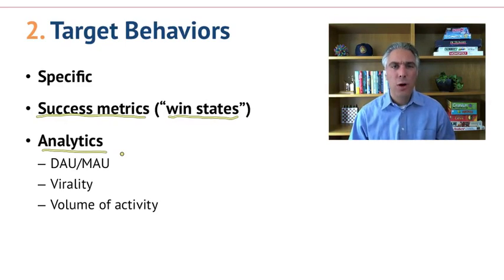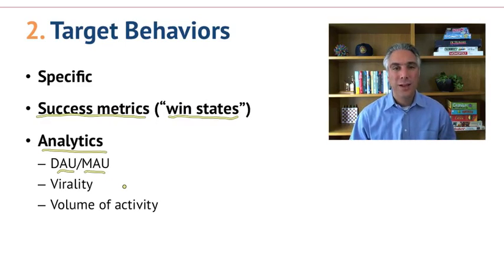Some of the most developed ones are in areas like marketing, but your gamified system may have a different set of analytics depending on the way it's structured. Here's a few examples of common analytics that are used in games, in particular social games, and also in marketing contexts. The first one is called DAU over MAU. DAU stands for daily average users, MAU stands for monthly average users. And this is just a ratio of these two numbers.